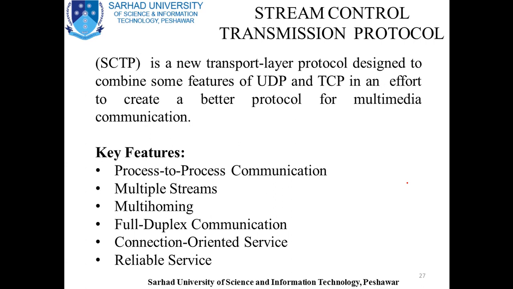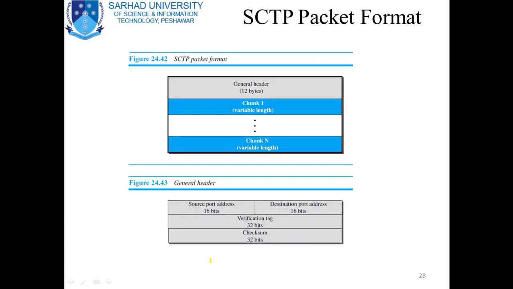So coming toward the Stream Control Transmission Protocol, SCTP, I have told you that SCTP is basically a combination of some features of UDP and TCP. It is not possible to combine the best features actually, so it is also possible to combine one of the best and one of the average features. You can see that this provides process to process communication, multiple streaming, multi-homing. I will discuss that one by one. Full duplex communication, connection oriented service. It is a more reliable service as compared to UDP.